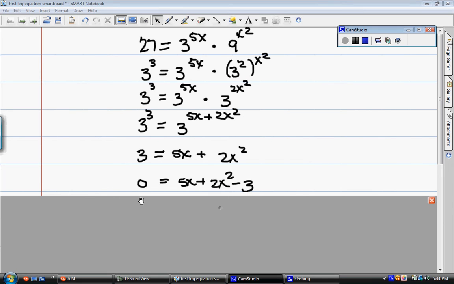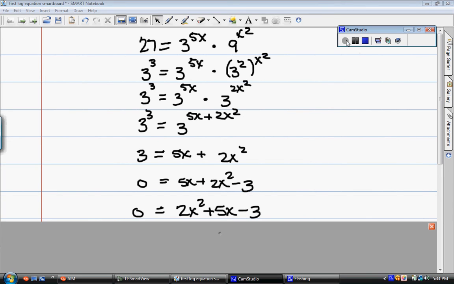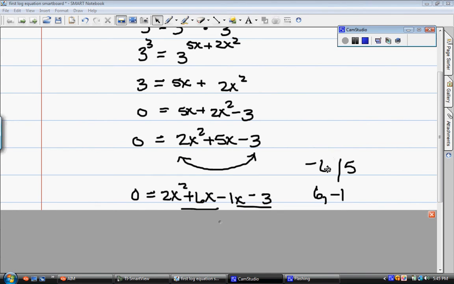rearrange the terms to make it easier to factor. I now have something I can factor using the AC method. 2 times minus 3 is minus 6, and we can find factors of minus 6 that will give me 5. Factors of minus 6 that would give me 5 would be 6 and negative 1. I take the 6 and the negative 1 and rewrite it here in place of the 5. So now I have 2x squared plus the 6x minus the 1x minus 3. The 6 and the minus 1 came from our factors.